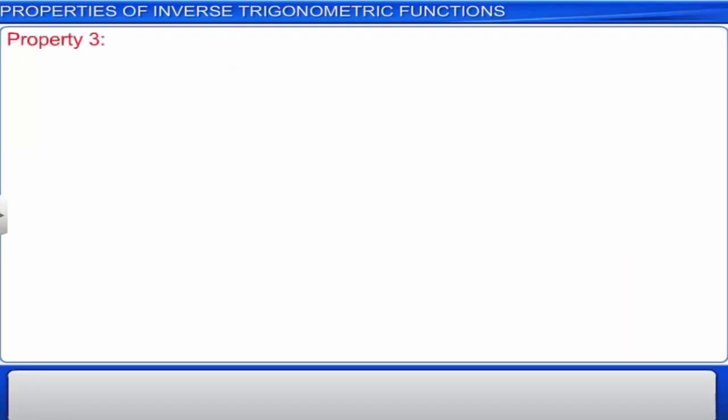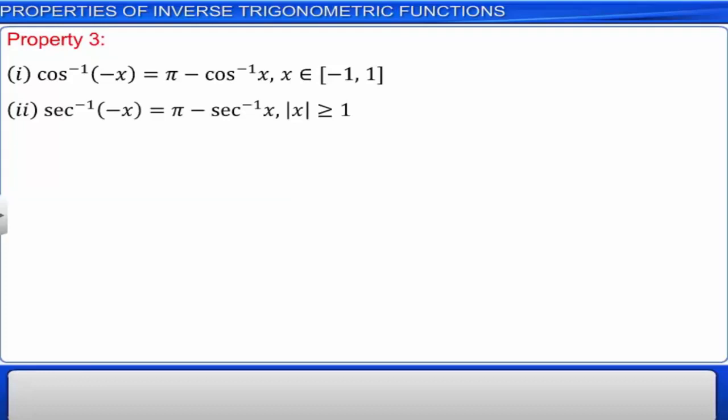The third property states that cos inverse of minus x is equal to pi minus cos inverse x. Similarly, secant inverse of minus x is equal to pi minus secant inverse x. Also, cot inverse of minus x is equal to pi minus cot inverse x. Let us prove the first part.